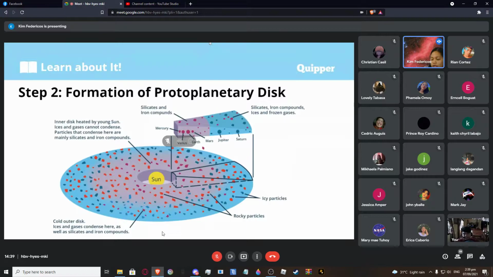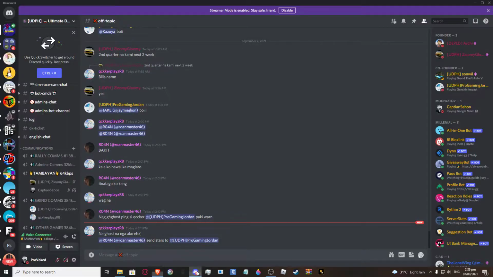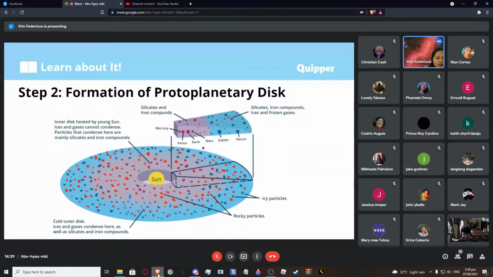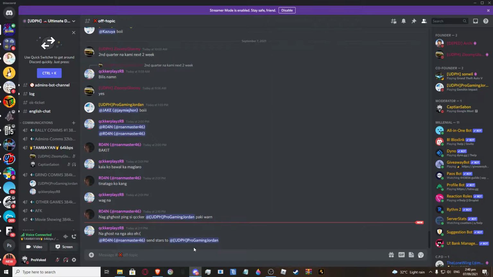Next, let's proceed to the formation of the protoplanetary disk. So basically, the nebula ma-flatten siya into a disk. Familiar ba taon sa disk, no? So diri as a disk kuno, the dust and gas condense para mag-form og large bodies.